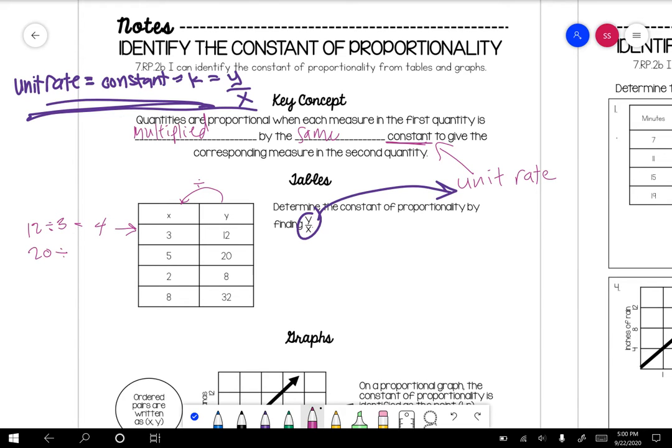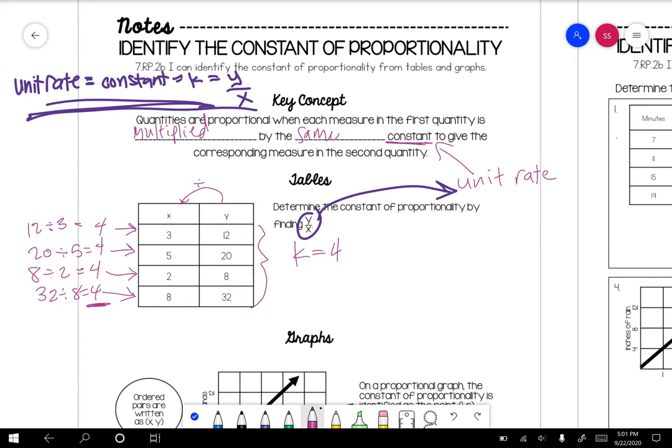And we have 20 divided by 5, which is 4. Then we have 8 divided by 2, which is also 4. And lastly, 32 divided by 8, which gives us, surprise, 4. All right, I do recommend calculating each of those unit rates because sometimes they'll trick you, and one of them will be different than the other ones, which means there's not a constant because they're not proportional. Okay, so because all of them equal 4, that means that our unit rate, K, or our constant of proportionality, K, is 4.